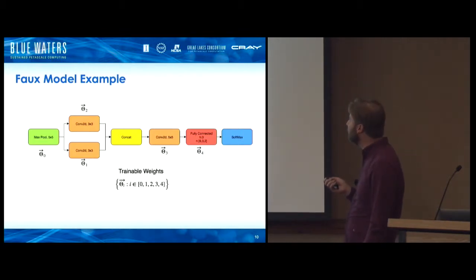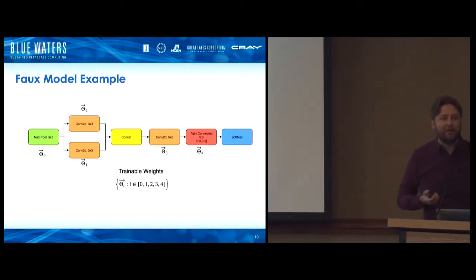So maybe 6 inputs, 3 hidden layers, and then 2 outputs. Why? Why not? It's just a faux example. So each one of these layers, the convolutions, has some trainable weights, and the fully connected layer has some trainable weights in there.